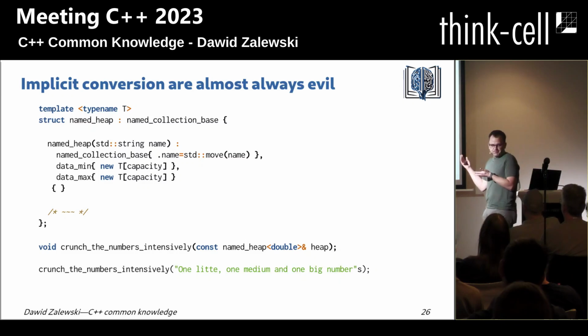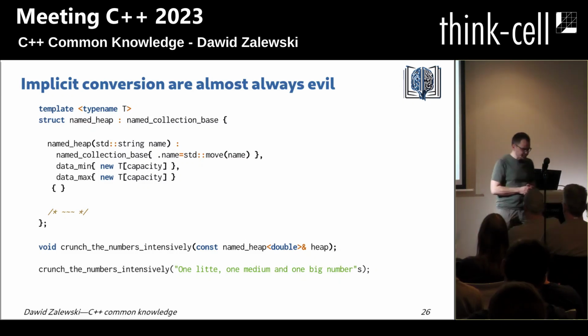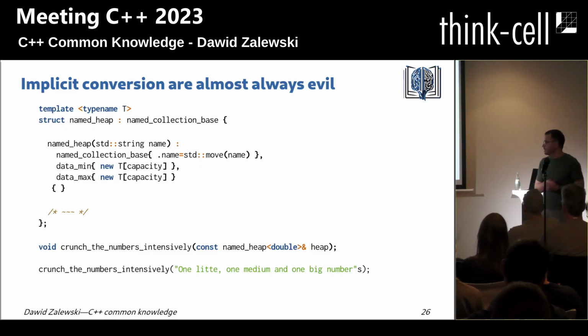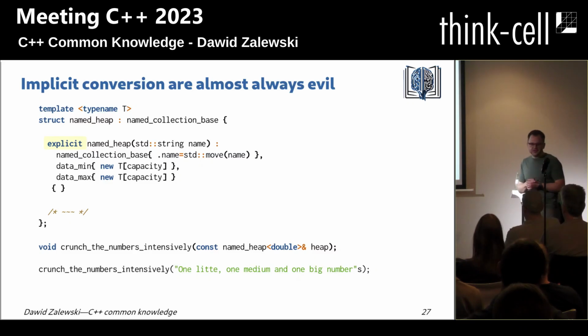It won't do anything because this heap that you are passing to the function is empty, but nevertheless, it shouldn't happen. Disable it. Just don't allow something that's stupid. Sometimes converting constructors make sense, but here, absolutely not. Why would you convert from a string into the heap? Make this constructor explicit, and you're done. The conversion becomes impossible, at least implicit conversion.